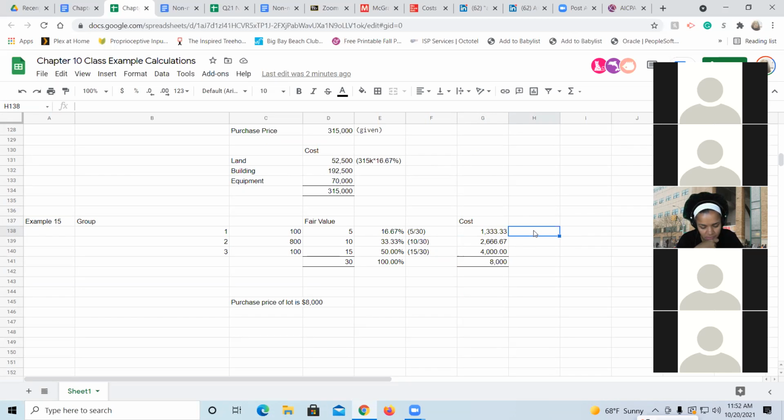Anybody else? Questions? It's a little bit tricky because group 3 only has 100 CDs in it, so it doesn't look like it should really be half of the price of the lot, but because of this relative fair value thing, that's how it ends up being.